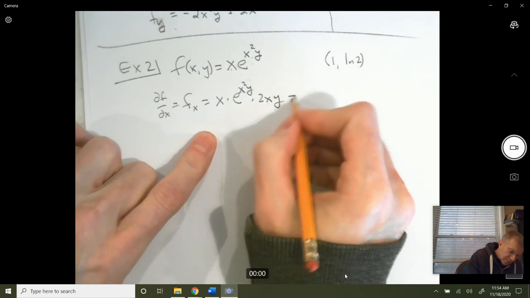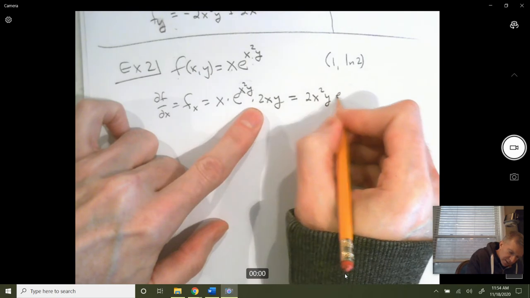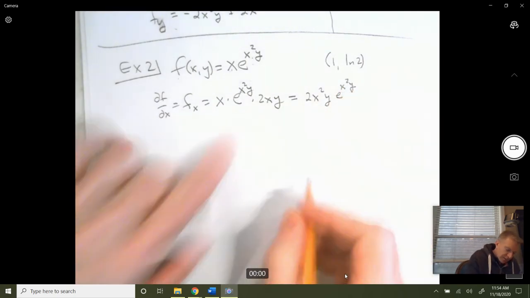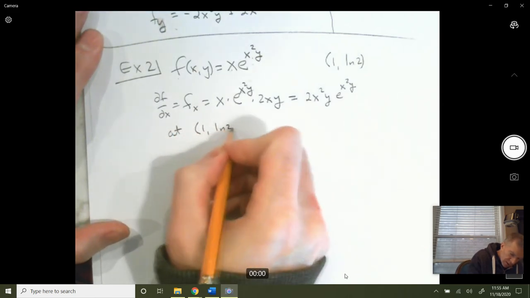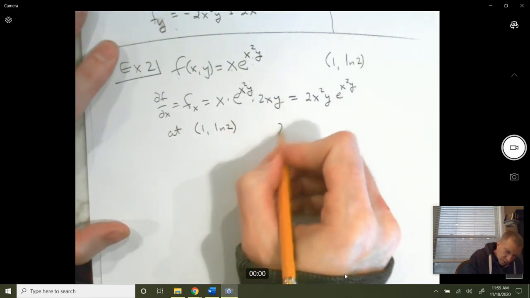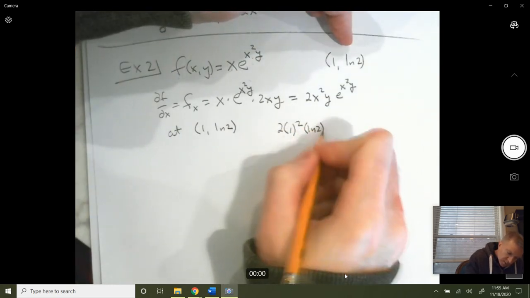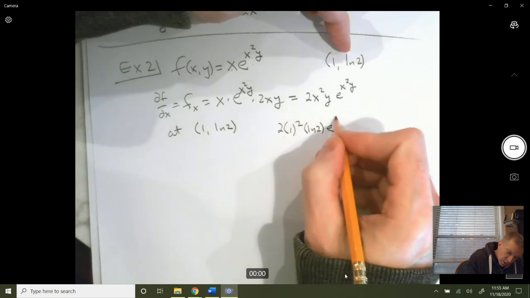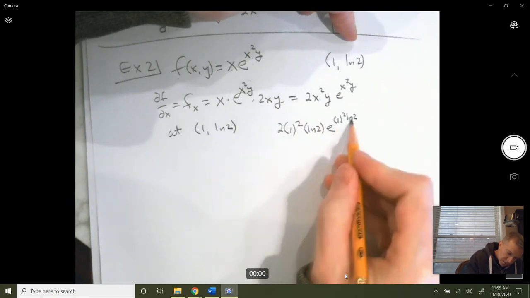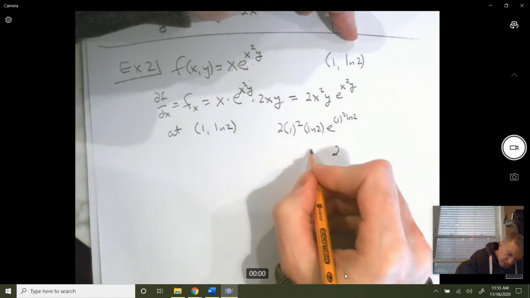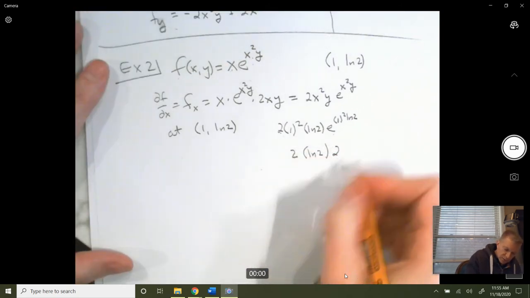Okay, I can simplify that. At 2x squared y e to the x squared y. And if I were to evaluate this at the point 1 comma ln of 2, I would get 2 times 1 squared times ln 2 times e to the 1 squared ln 2. That's just a 1. So this thing just becomes a 2. This becomes a ln 2, and this becomes a 2. So I've got 4 ln of 2.